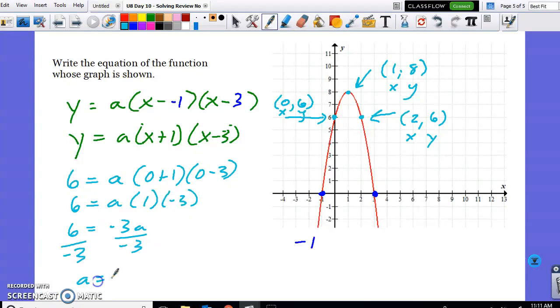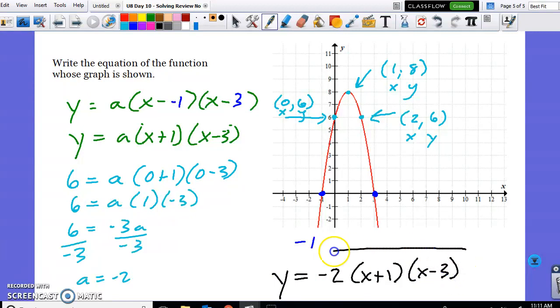What is a? Negative 2. We put this all together and we have the equation of the graph, y equals negative 2 times (x plus 1)(x minus 3). And that's all we have for this video.